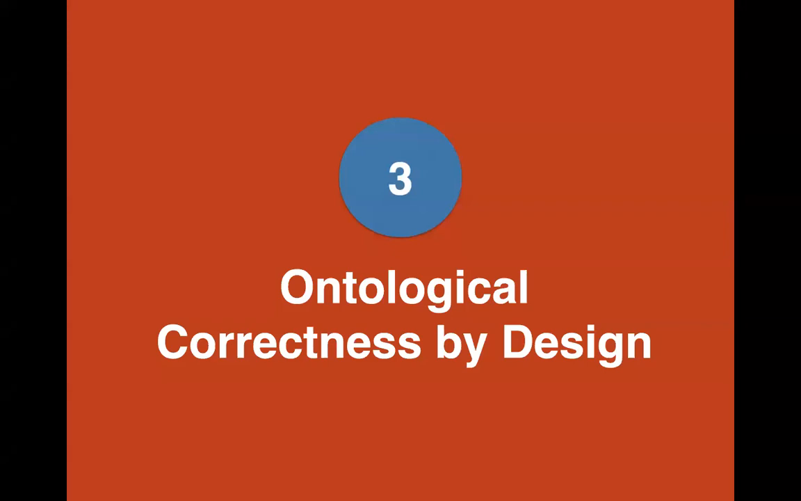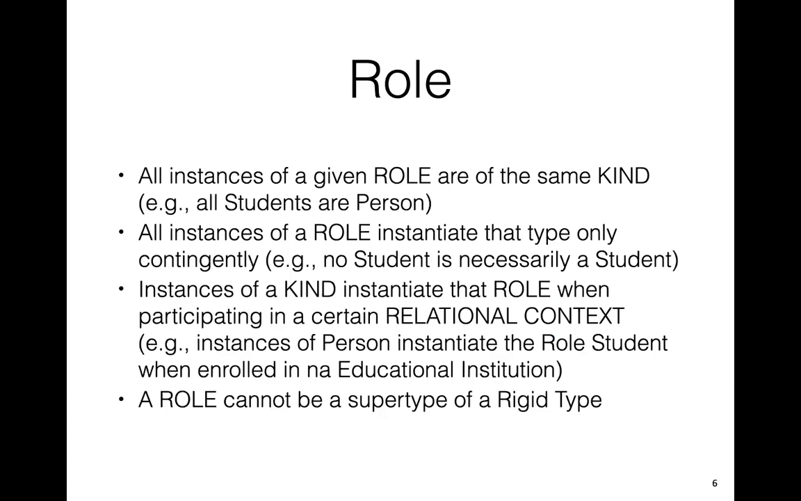The third point, so I'm giving you many points of answering the question of what does that buy us, is this notion of having ontological correctness by design, because you have rules, constraints on how these things can be combined. As I said, it's part of the definition of something like a role, for example, that you have these constraints here. For example, all instances of a given role are of the same kind, right? For example, all students are people. All instances of a role instantiate that type only contingently. No student is necessarily a student. Instances of a kind instantiate a role when participating in a relational context. For example, instances of person instantiate the role student when enrolled in an educational institution, right?